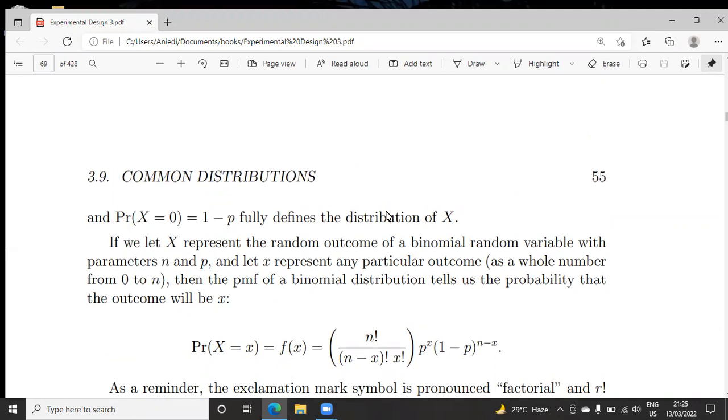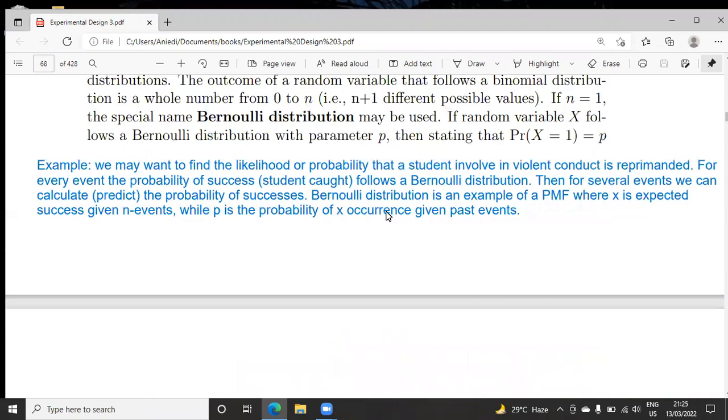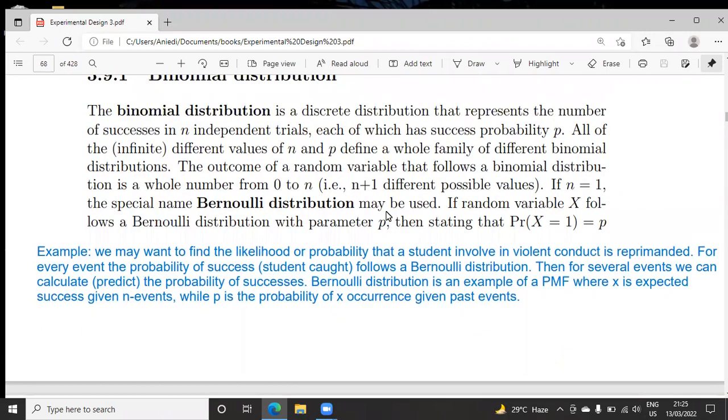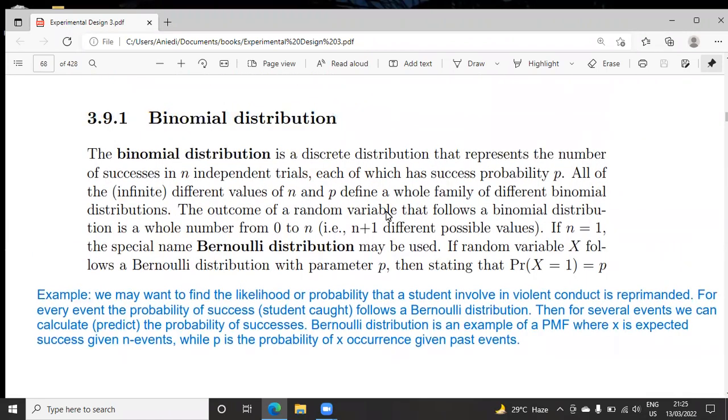All right. Now, of all the English spoken there, what we deduce here is that the Bernoulli distribution is when the number of events equals 1. Then when it's more than 1, we call it a binomial distribution.